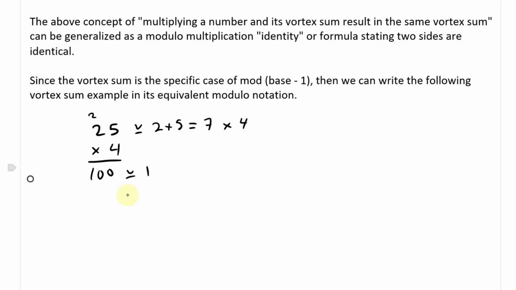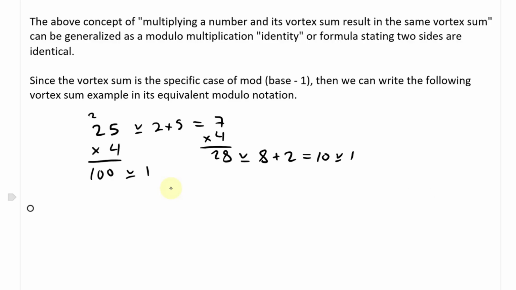For smaller numbers like that, or for some special cases like this where it's all even, it's sometimes easier to just multiply 25 by 4 than to get the vortex sum. So that's 7 multiplied by 4, which equals 28. And then v equals 8 plus 2, which equals 10, so v equals 1. So these are the same, as expected.